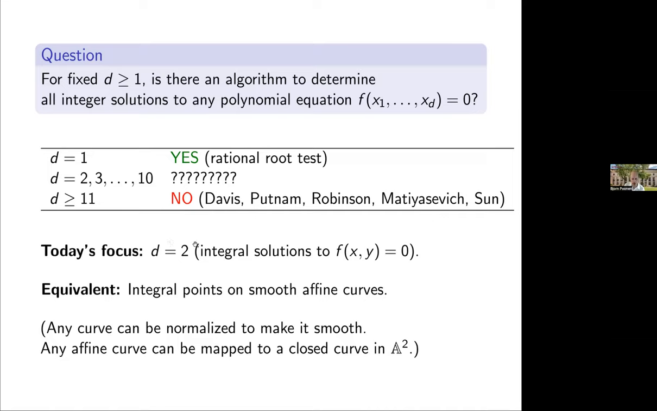This is about integral solutions to a polynomial f of x, y equals 0. Finding the integer solutions to such an equation is equivalent to the problem of finding integral points on smooth affine curves. This curve doesn't have to be smooth, but you can always normalize the curve to get a smooth curve, and then you can do a reduction. You can figure out the difference between the integral points on one and the other, and also going the other direction. If you have an affine curve, then you can always map it to a curve in A2. So these are equivalent. From now on, we're going to talk in more geometric language. So I'll talk about integral points on smooth affine curves.